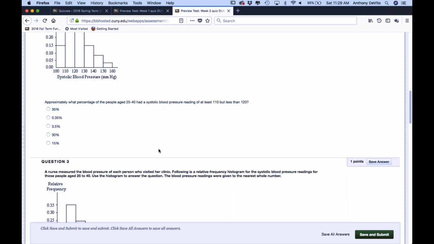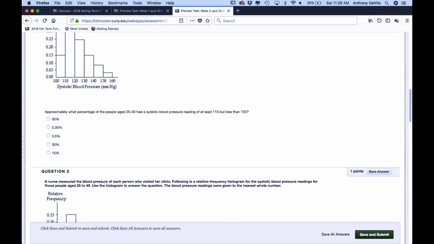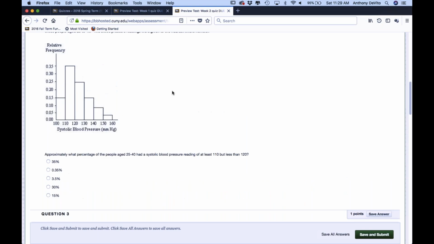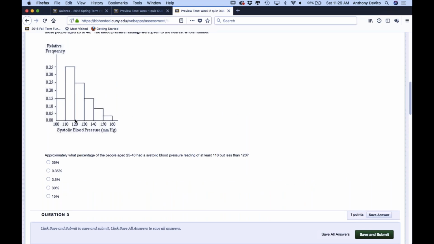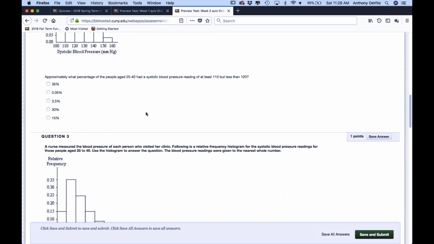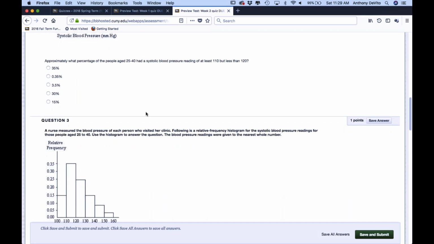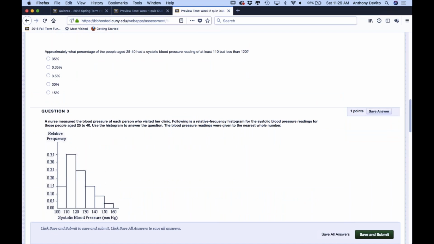So that's really what we're looking for there. Approximately what percentage of the people aged 25 to 40 had a systolic blood pressure of at least 110, but less than 120? So 110 to 120. What percentage does that represent between these two numbers? It means that's that one bar, which is 35%, right? Pretty clear? Okay, 0.35 or 0.35%.